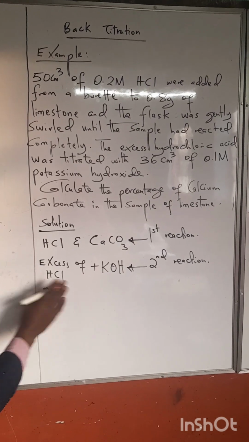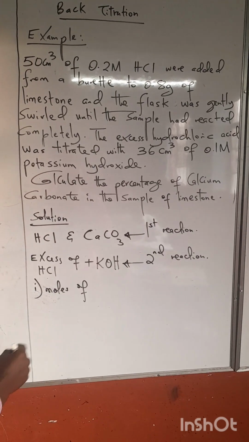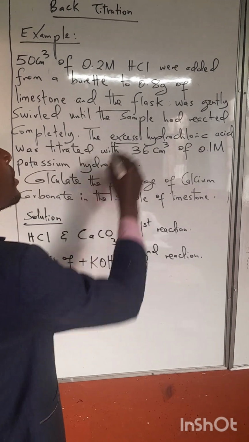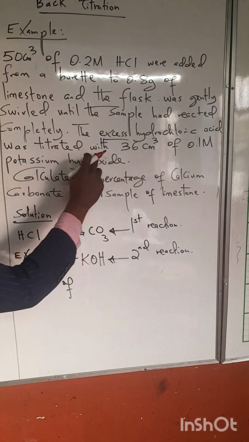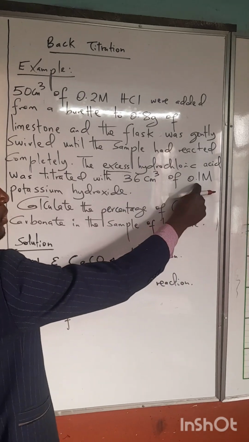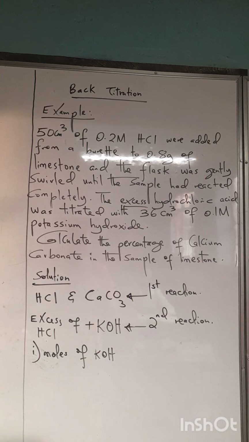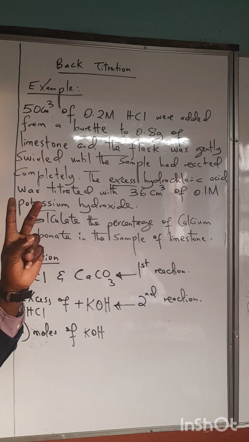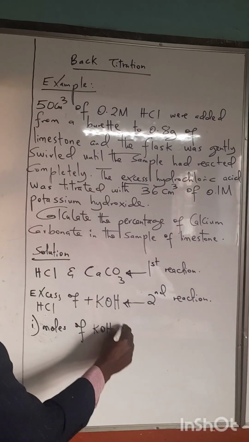Let me arrange the moles this way. They are saying that excess hydrochloric acid, they have not specified which volume, was titrated with 36 cubic centimeters of 0.1 M potassium hydroxide. So at least here we know volume and concentration for potassium hydroxide. So let us begin with potassium hydroxide. Why are we beginning with potassium hydroxide? Because we know both variables, volume and molarity. So, moles of potassium hydroxide used.